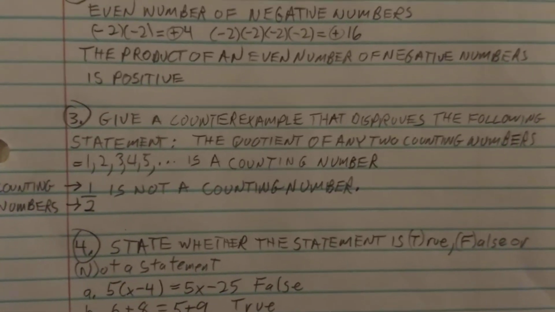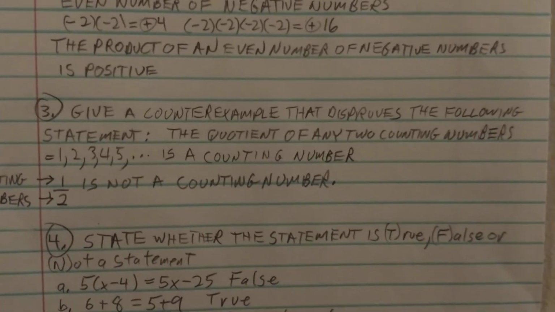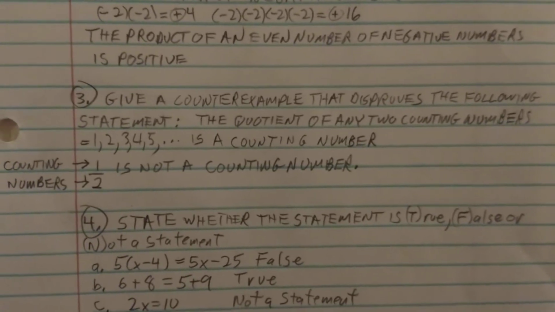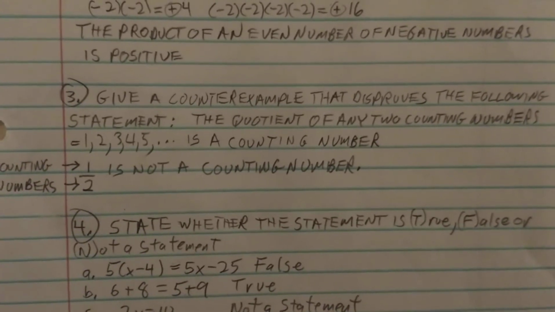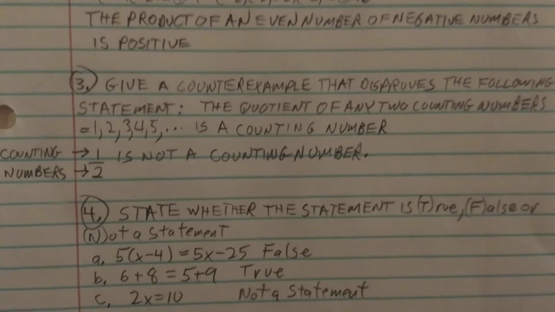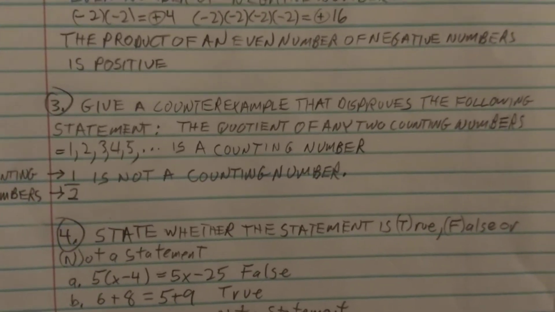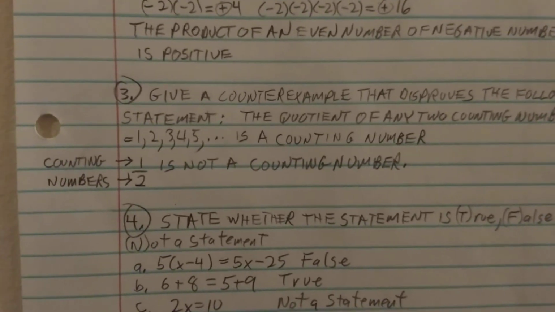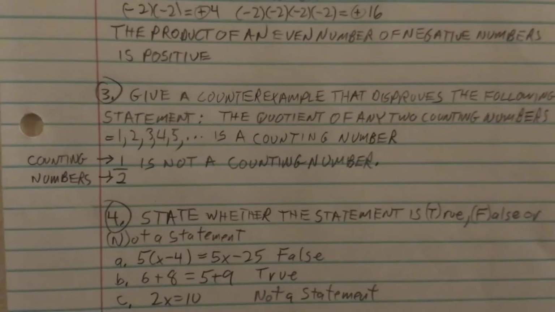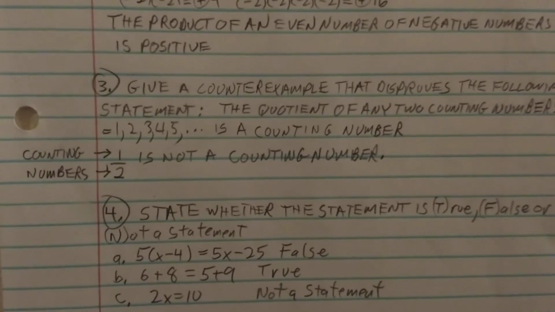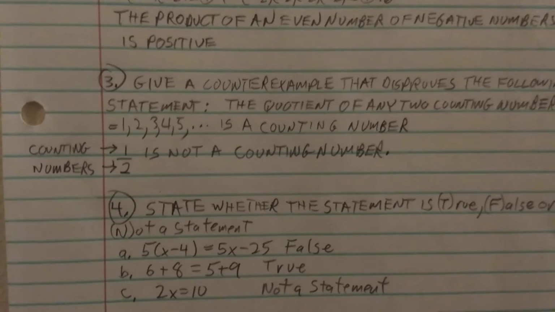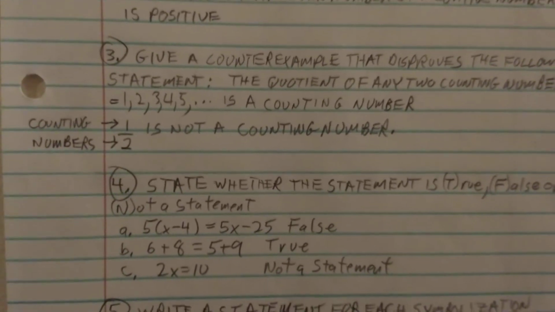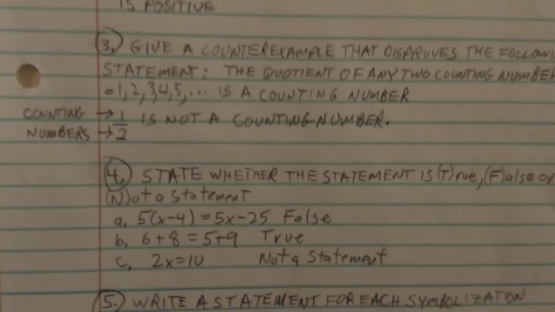Okay, now for 3, it says give a counterexample that disproves the following statement. The quotient of any two counting numbers is a counting number. A counting number is 1, 2, 3, 4, 5 on and to infinity. So I'm trying to disprove that. If I just take 1 divided by 2, it's a fraction, which is not a counting number. So any simple one counting number divided by another can make a fraction, which is not a counting number.